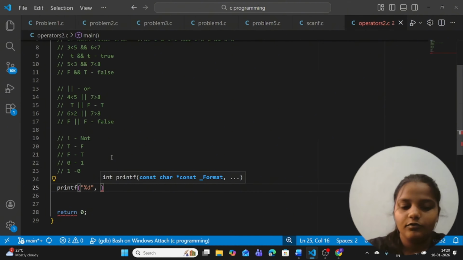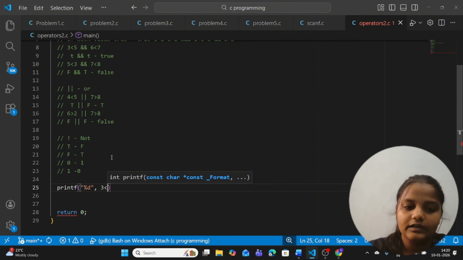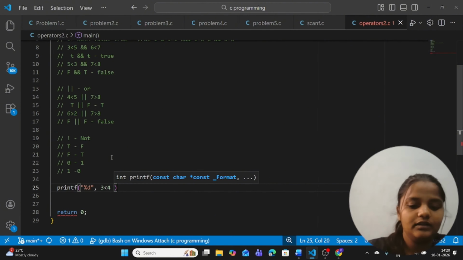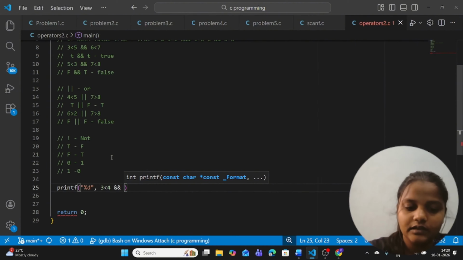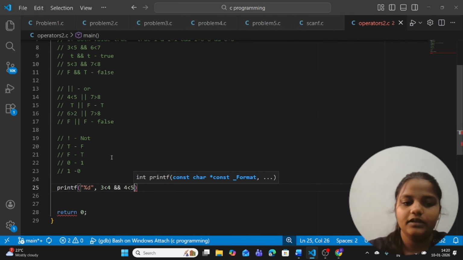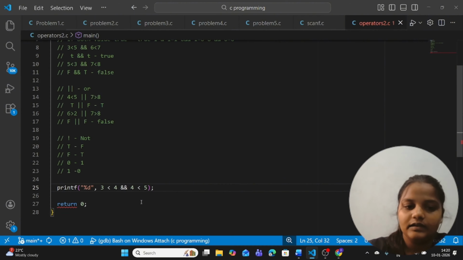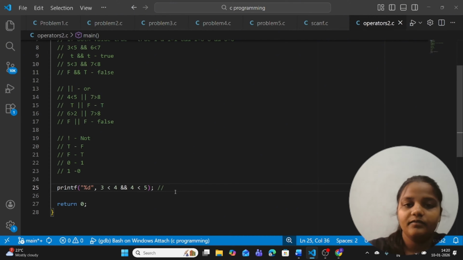See, here we want to give two conditions, right? 3 less than 4, it is true, right? And 4 less than 5. Here what will happen? First, it will check 3 less than 4. Yeah, it is true, right? And it will check 4 less than 5, right? Then here also it will become true.